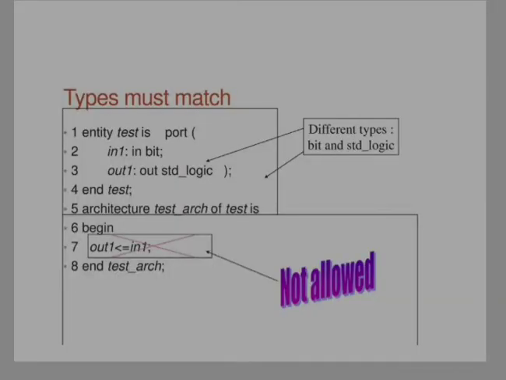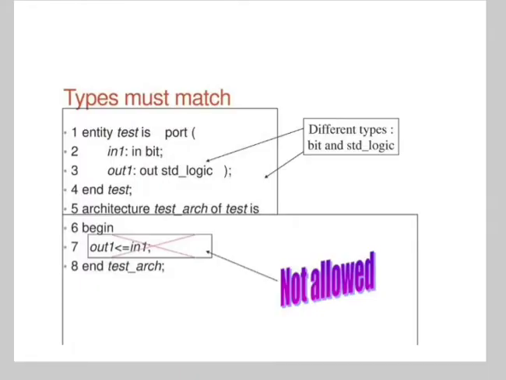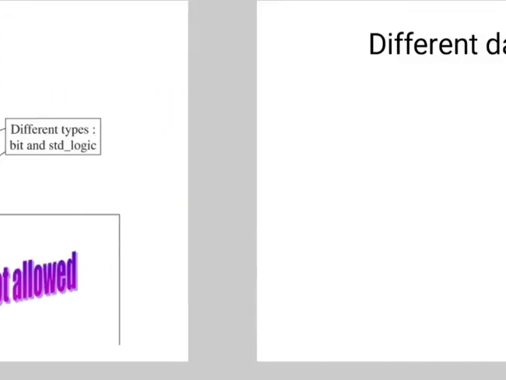So here types must match. Like this, entity test, port in and out, that is different. Here different types are given, that is bit and out standard logic. So the below part, that is line number 7, that is out 1. This type is not allowed. The upper one is the standard one.